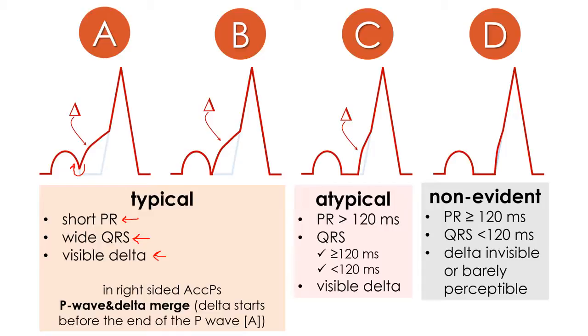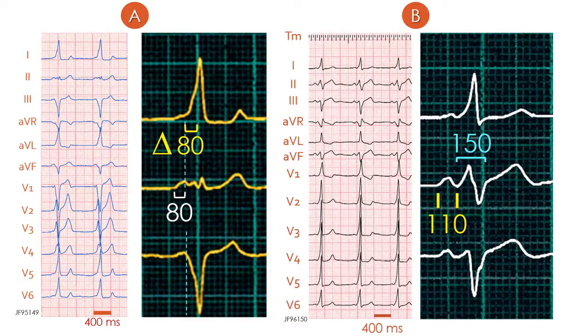In patients with left lateral or septal accessory pathways that have a typical preexcitation, the delta wave usually starts just at the end of the preceding P wave or only a few milliseconds later. In this slide, we show 2 examples of typical preexcitation.